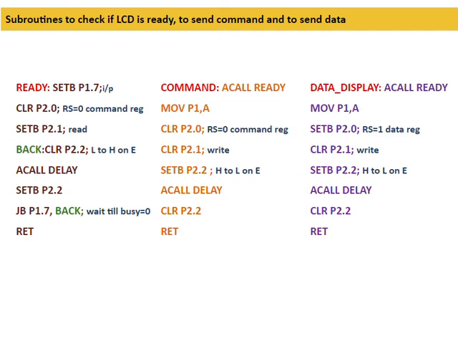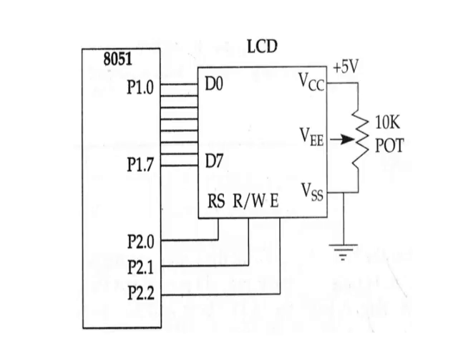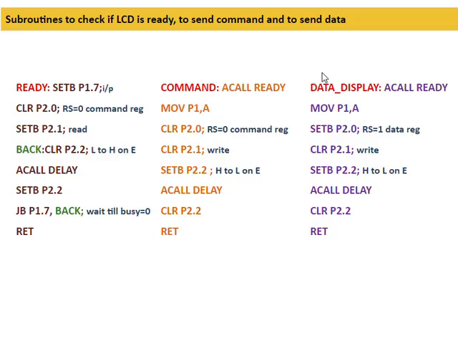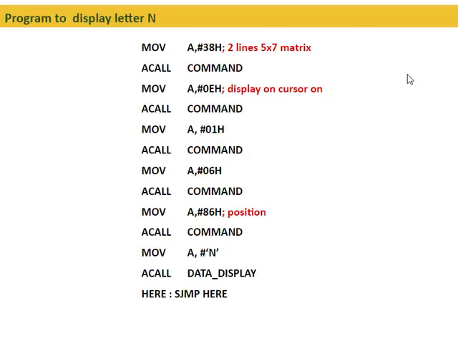And to be able to learn the subroutines, you should know the interfacing diagram well. So first you have to learn the interfacing diagram well, and you should learn the functions of each of these pins, learn the three subroutines, then you can write the program to display a character or a small word. So now let's look at a program that will display a small word.